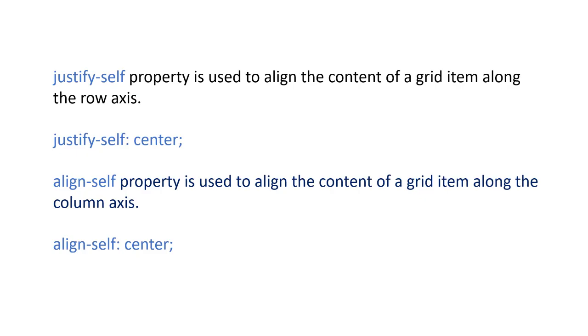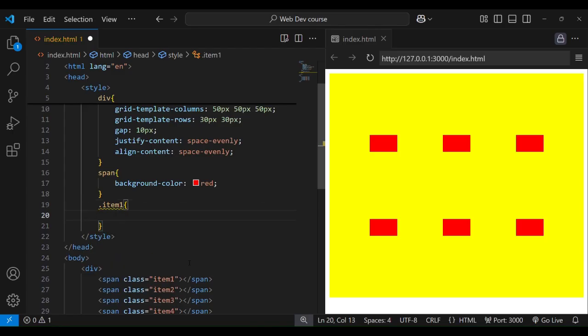Justify-self property is used to align the content of a grid item along the row axis. Example: justify-self: center. Align-self property is used to align the content of a grid item along the column axis. Example: align-self: center. Let's look at a quick demonstration.